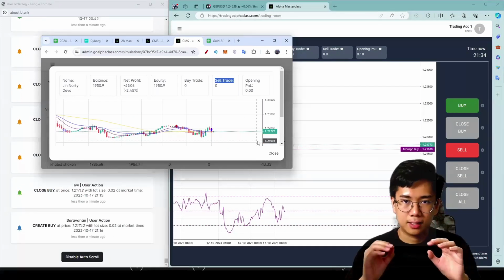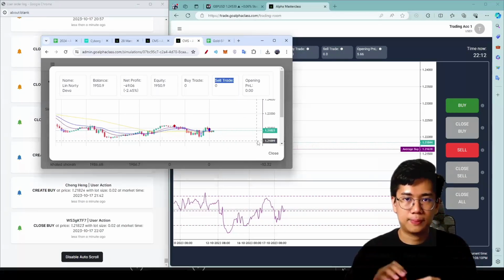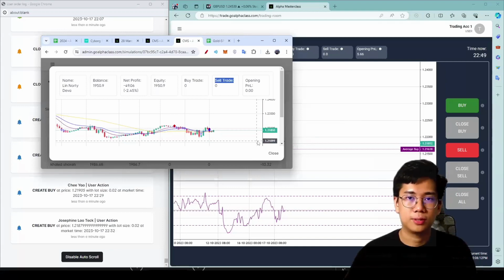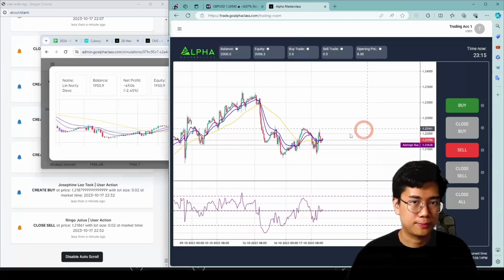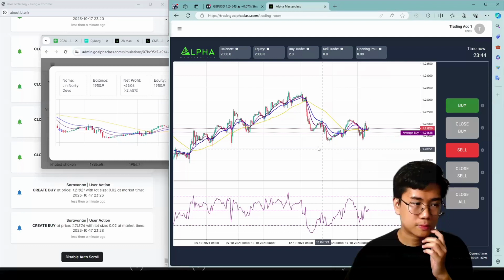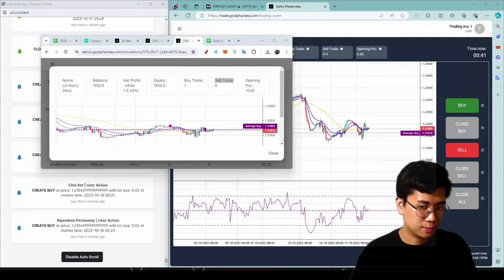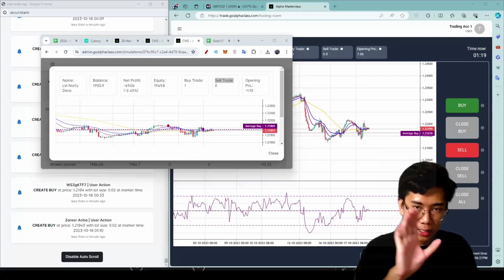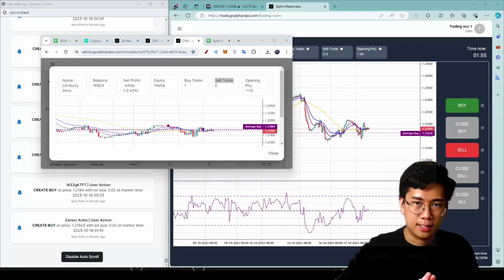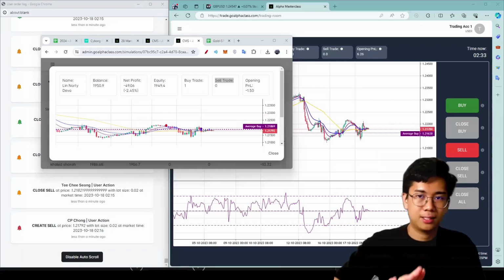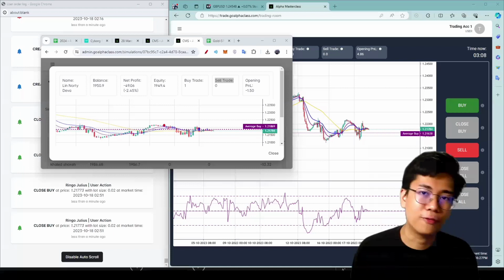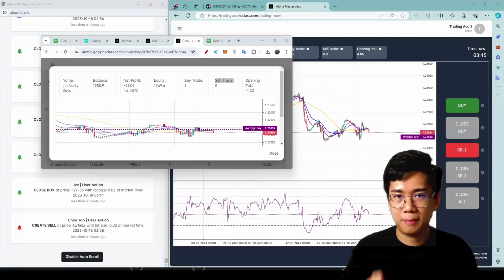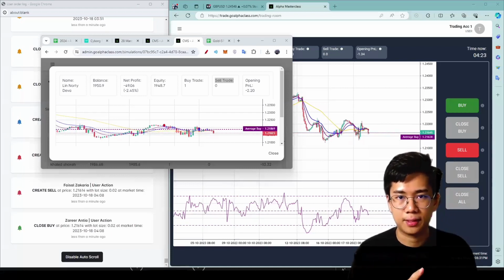Like I said just now, when price crosses the moving average, you can do the buy trade right now. Just open one buy. That's it, because in order to take the profit, you close the buy, not sell.